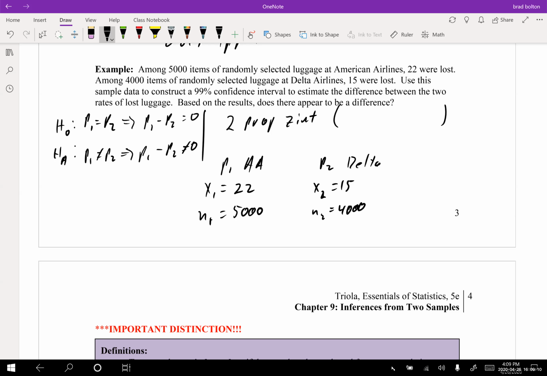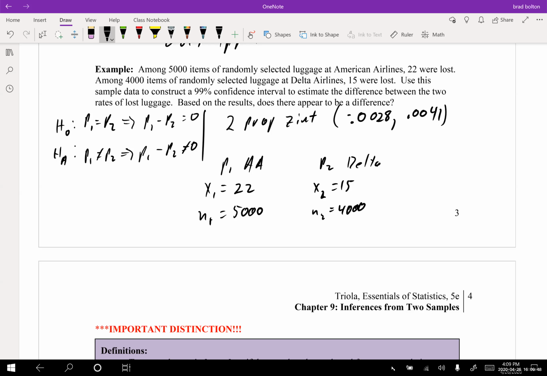So let's plug this into our calculator. We're going to go into stat test, and again, on mine, it's letter B, PropZInt. This time, 22 were lost out of 5,000, and 15 were lost out of 4,000. And we're on a 99% confidence level. So I get negative 0.0028, comma, 0.0041. Okay, so what does that mean to us?